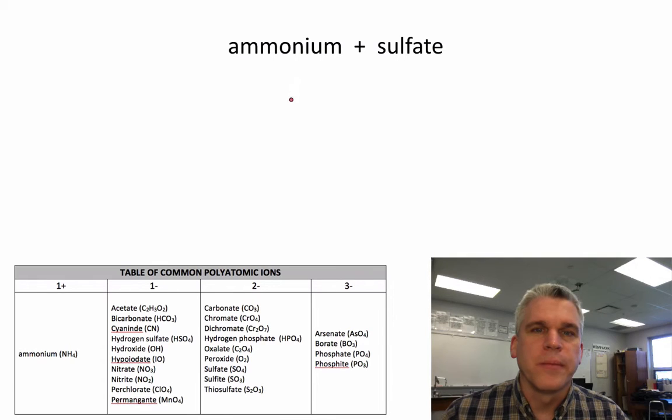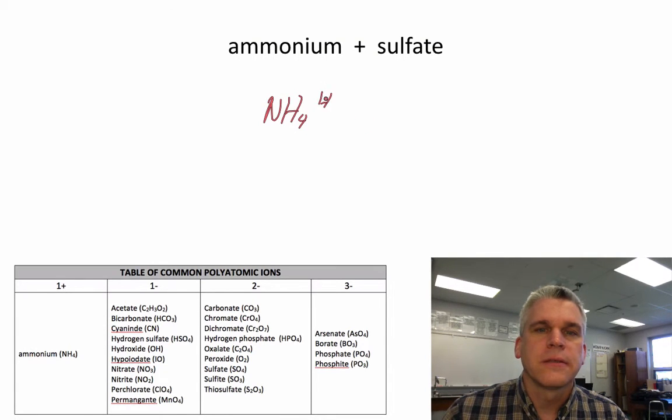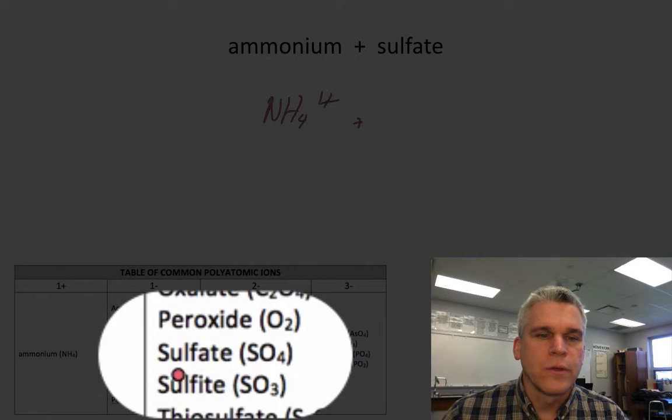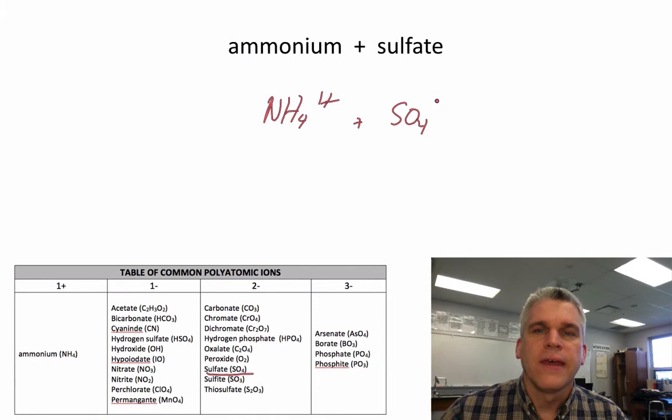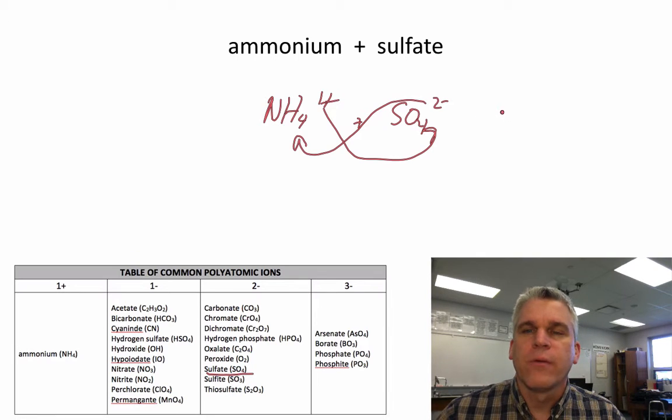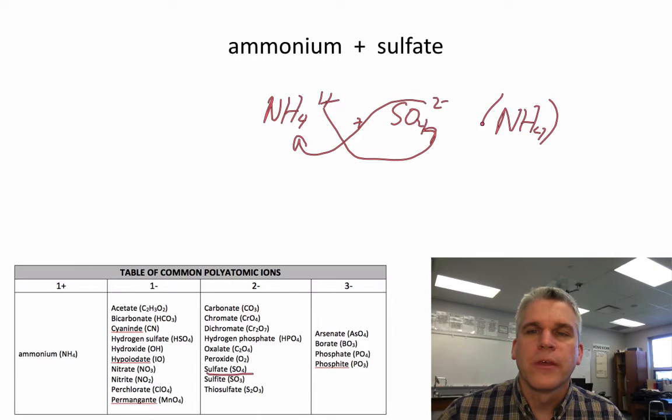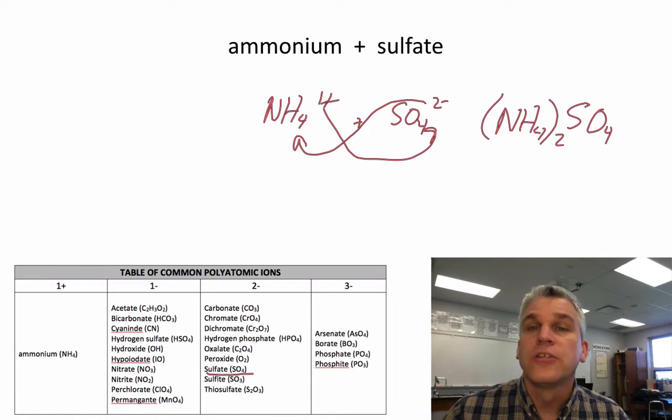Let's do another one with ammonium. We know that we have NH4 is 1 plus, and we're combining that with sulfate, which is SO4, and that is a 2 negative. So the 2 goes with the ammonium, the 1 with the sulfate, and we would write this as NH4. Now we have to show 2 of them, so we're going to put that in parentheses, put the 2 on the outside of the parentheses, and then SO4, ammonium sulfate.